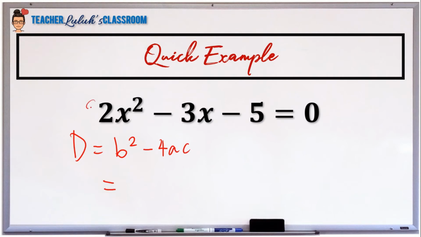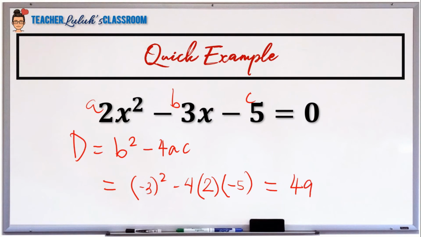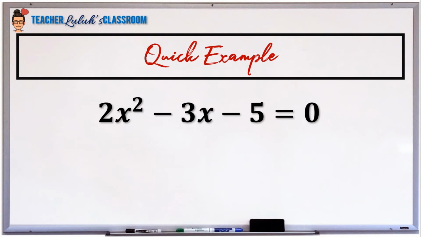so again, this is a, this is b, this is c. So that will be b squared, so that's negative 3 squared minus 4 times a, so that's 2 times c, negative 5. We already got this a while ago. This is 49. So the discriminant is 49. Okay, so we could get the nature of the roots there. So it's positive, meaning that's two real unequal roots, rational roots.